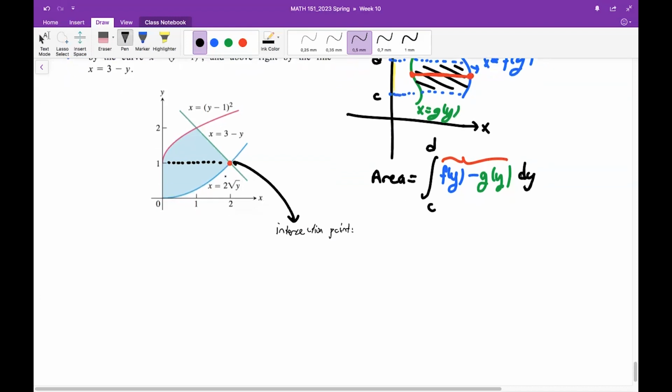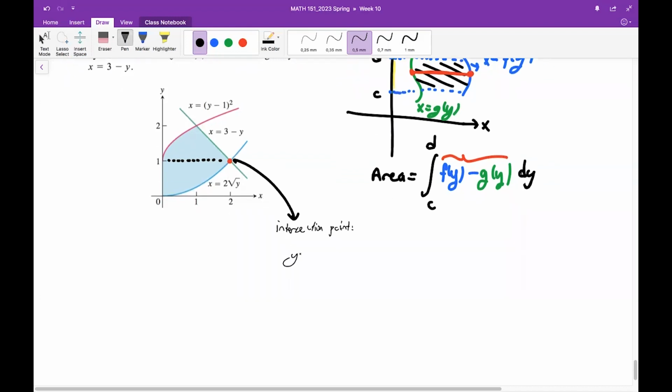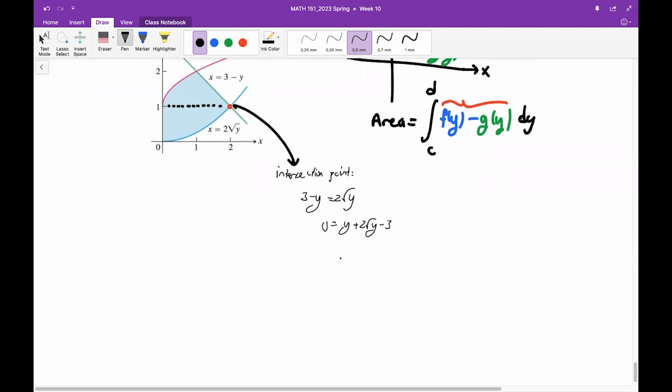We will solve the given equations together, that's all. These are the intersection of the blue and green one. So 3 minus y is 2 square root y. Let's solve them together. Let's send everything to the right-hand side: y plus 2 square root y minus 3. You can decompose this equation as (square root y plus 3)(square root y minus 1), right?